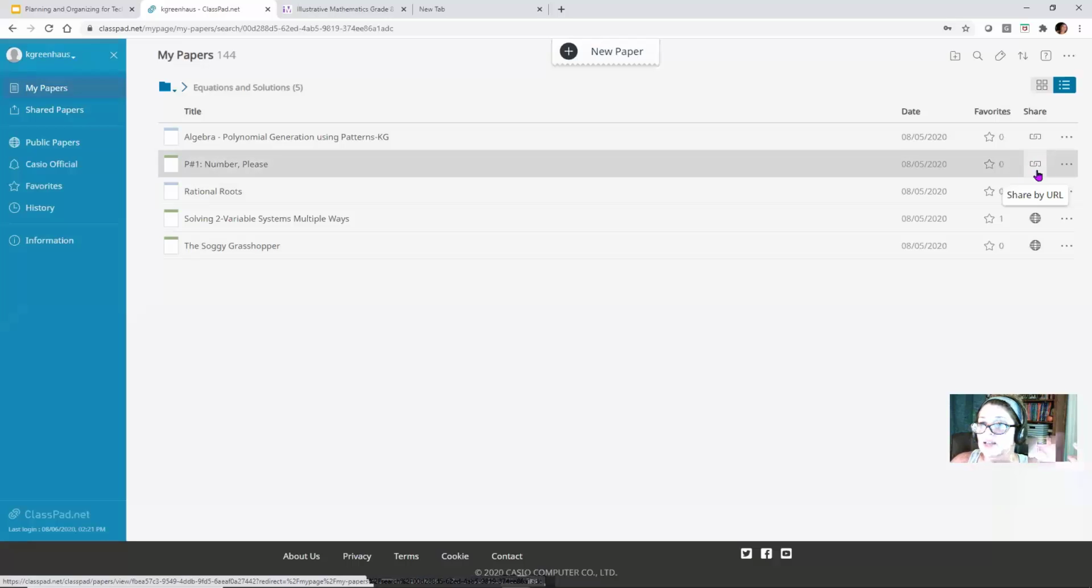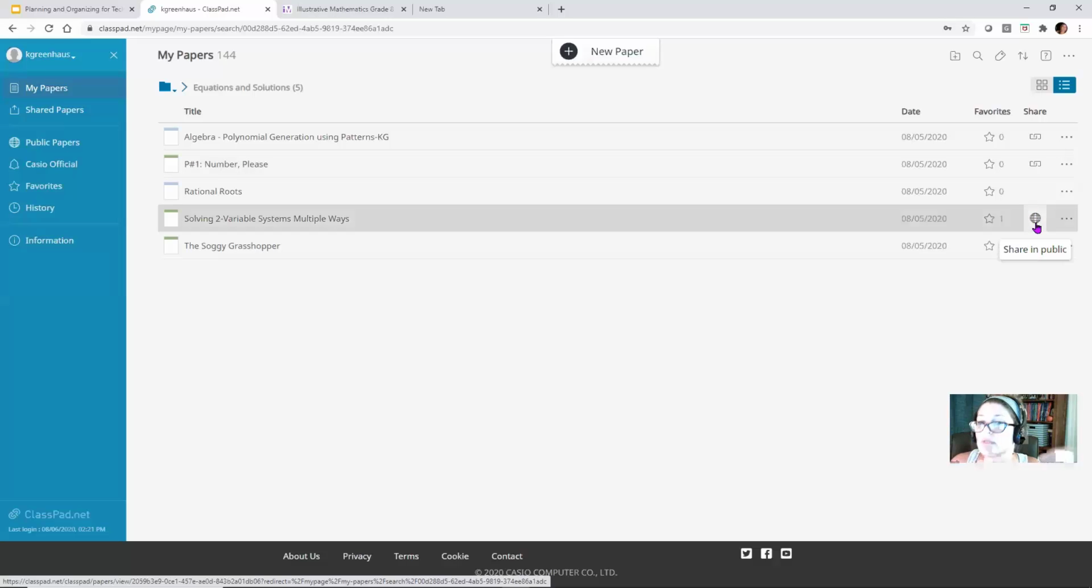This one has a little link, and it tells you that this is being shared by URL. So I have to actually deliberately send the URL to somebody or post it on my Google page or put it on my website, put it in an email. This one right here means it's a public shared paper, meaning anyone in ClassPad can find that activity, which is what we're going to do right now.